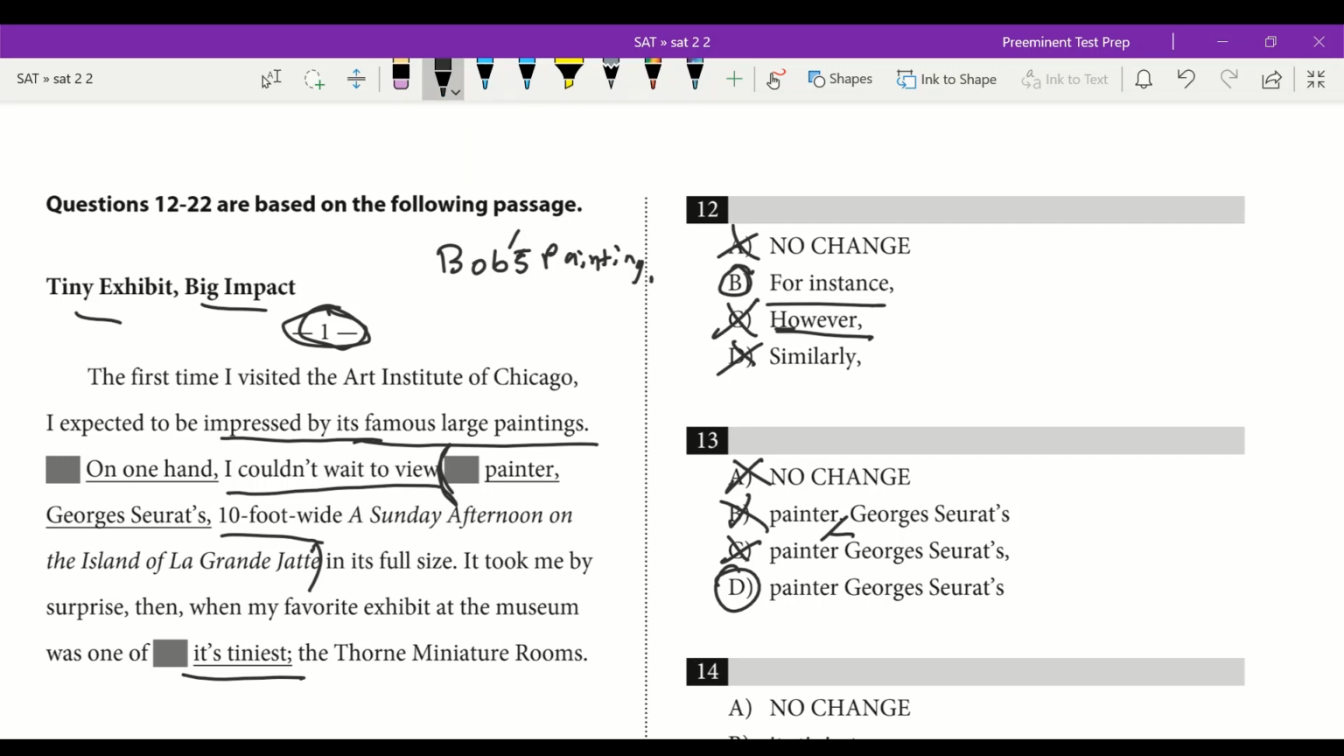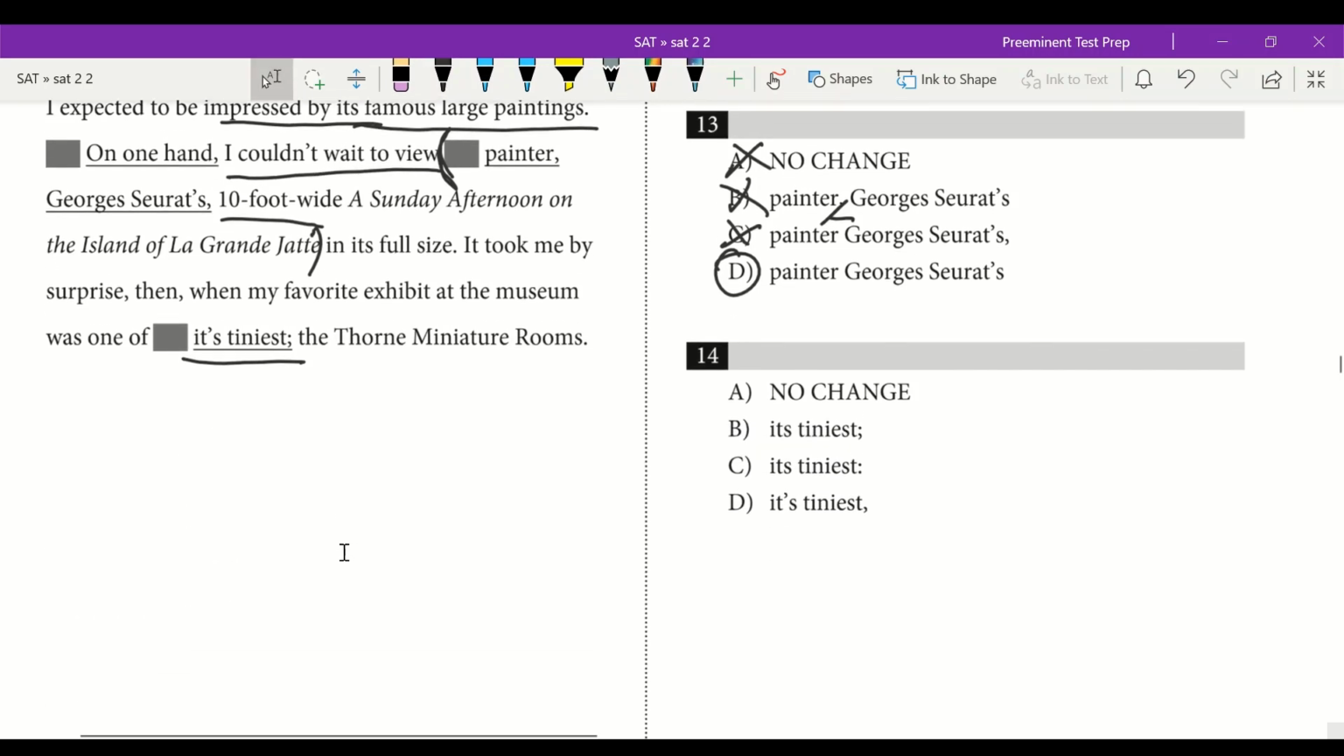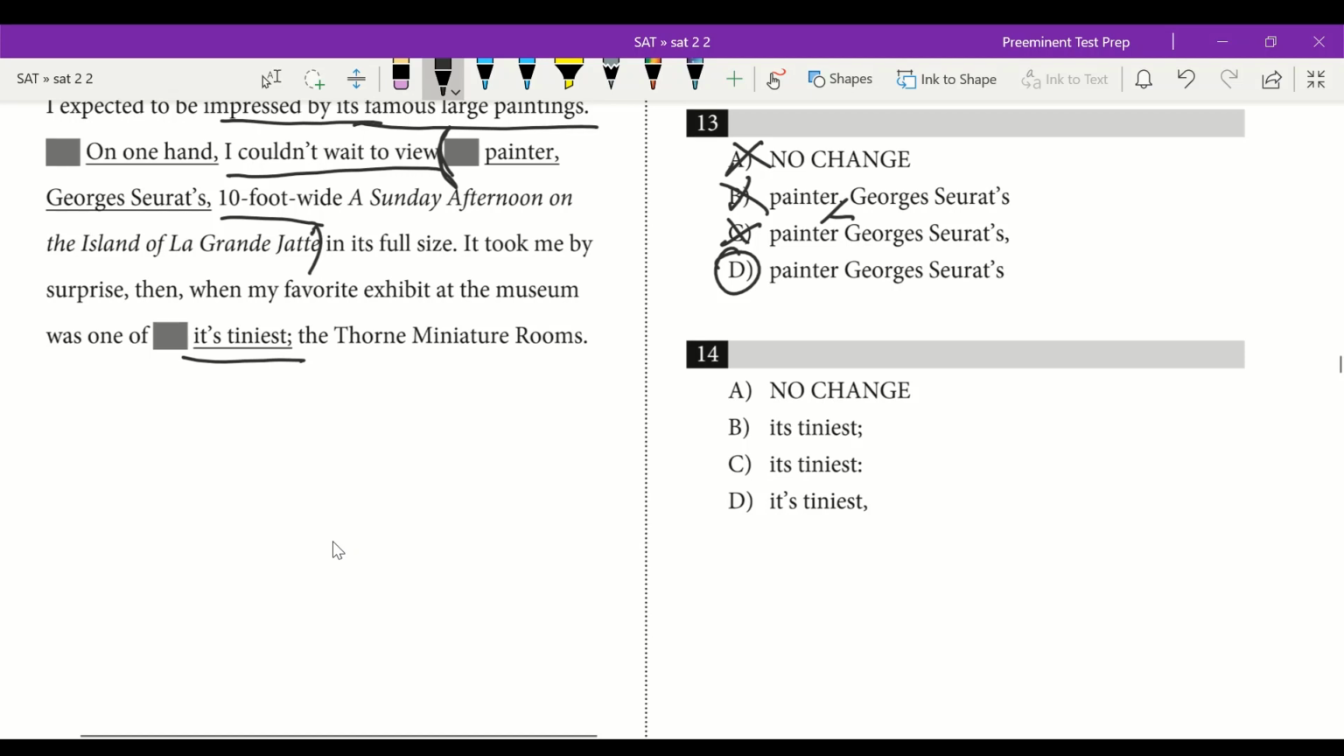All right. It took me by surprise then when my favorite exhibit at the museum was one of its tiniest, the Thorne miniature rooms. Here, I'm looking at my semicolon and recognizing that if I have a semicolon, I need an independent clause on both sides of it, right? I see that the Thorne miniature rooms is not an independent clause, so I can go ahead and get rid of A.